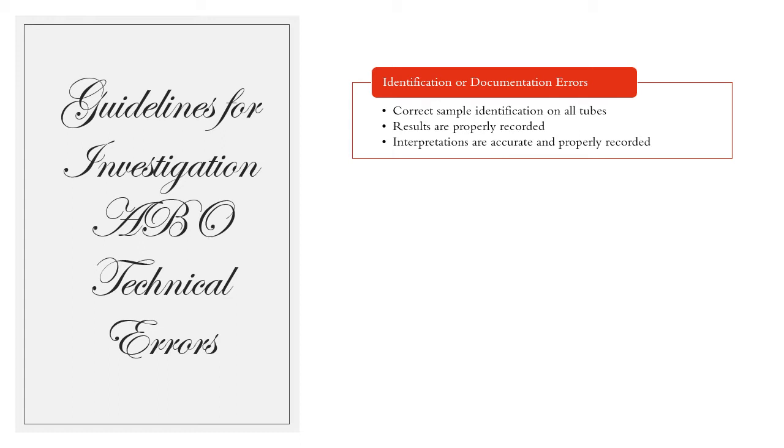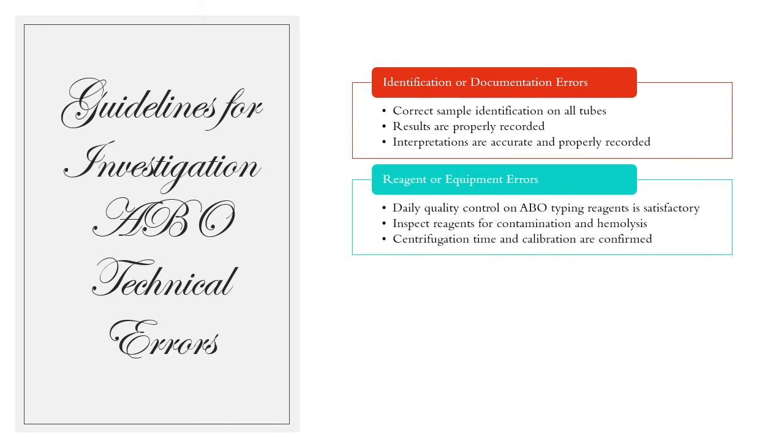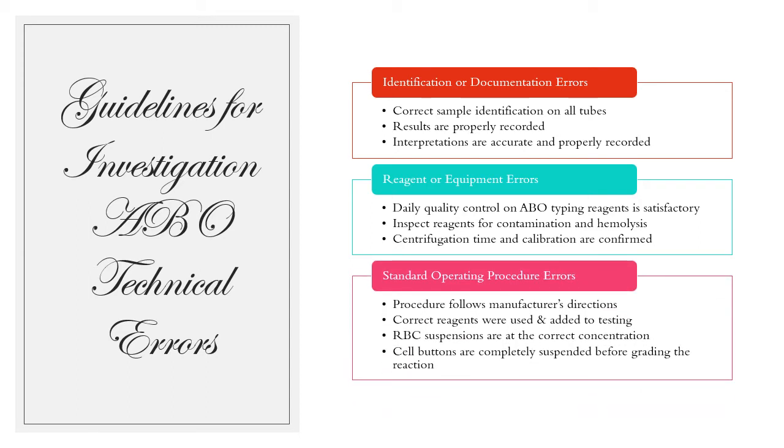Interpretations that are not accurate or properly recorded are a problem. Reagent or equipment errors can be a problem: if QC wasn't done, if the reagents were contaminated or hemolyzed, or if the centrifugation time and calibration are not confirmed. Standard operating procedure errors: the procedure follows the manufacturer's directives, but the person did not. Correct reagents must be used and added to testing. Red blood cell suspensions must be at the correct concentration, 2 to 5%. Cell buttons must be completely resuspended before grading the reaction. If you don't do these things, you can cause some discrepancies in your blood type.